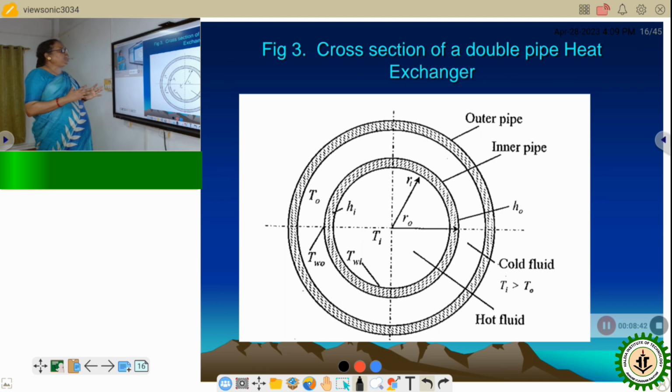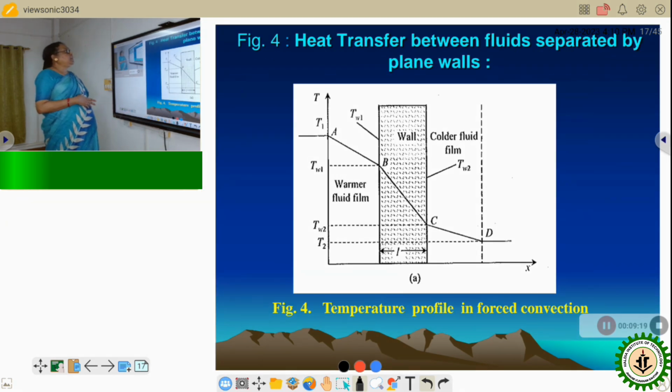This figure 3 shows a schematic diagram of a cross section of the double pipe heat exchanger, where the inner pipe internal radius is small ri, and small ro is the outer radius of the inner pipe. Hi is the heat transfer coefficient inside the inner pipe, and Ho is the outside heat transfer coefficient of the inner pipe. Here the hot fluid temperature Ti is greater than that of To, the outer fluid. And this is also the heat transfer between fluids separated by a plane wall.